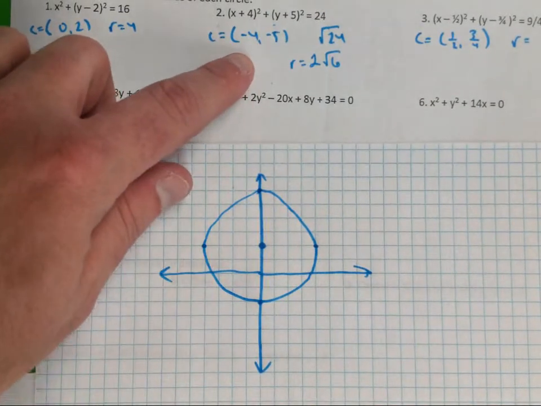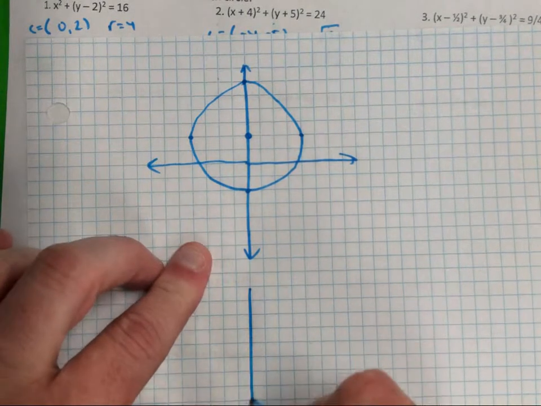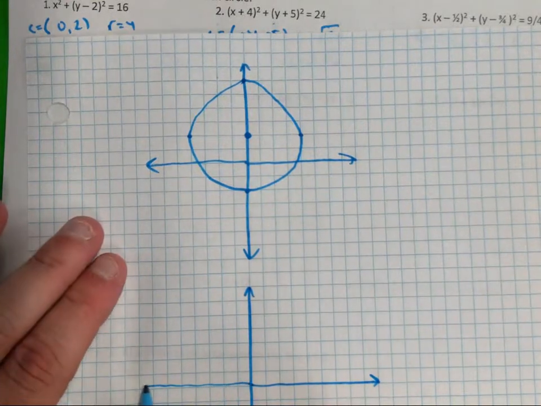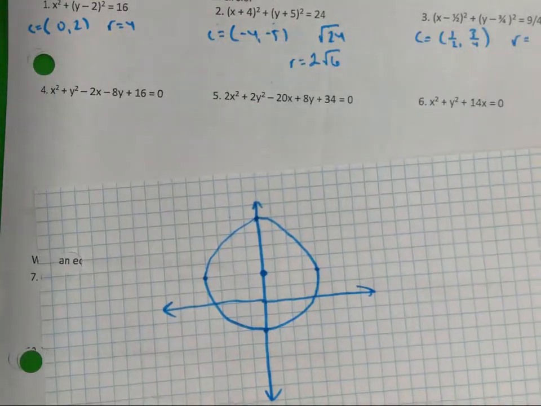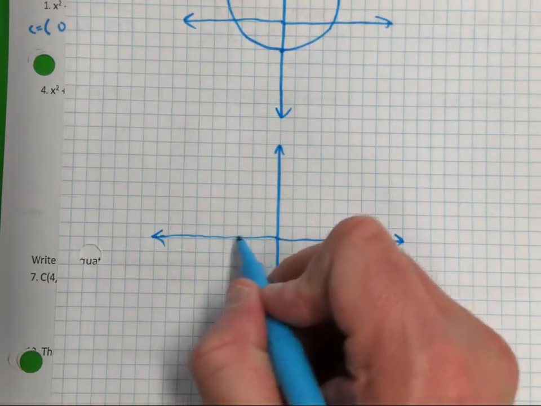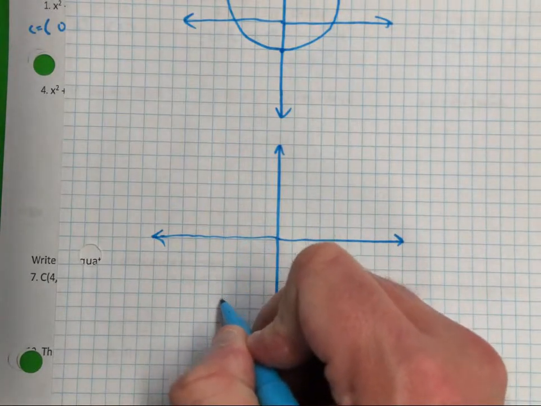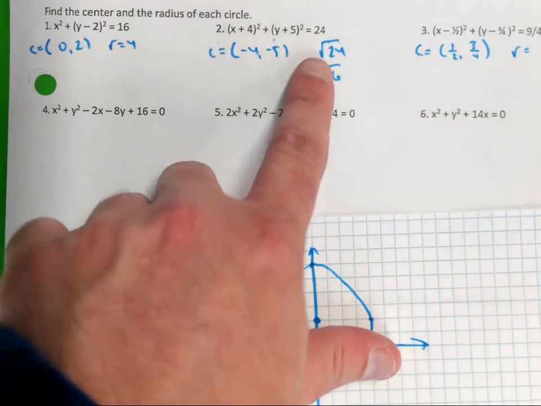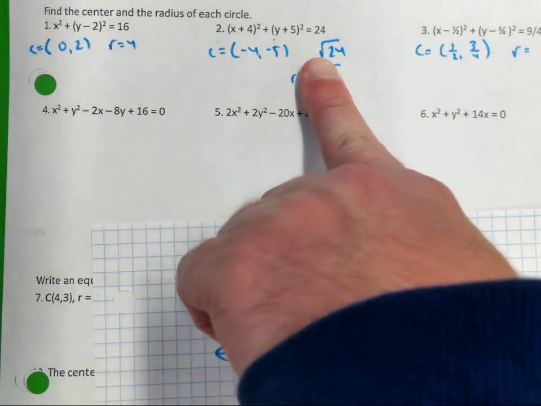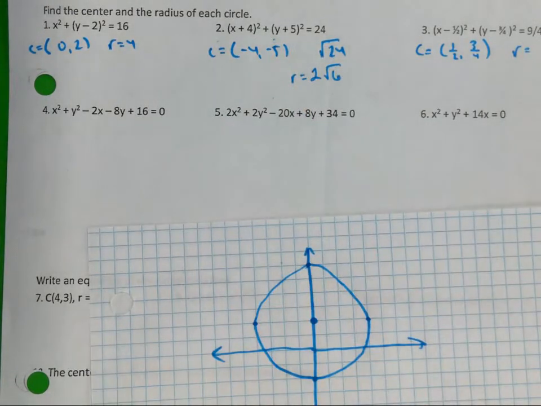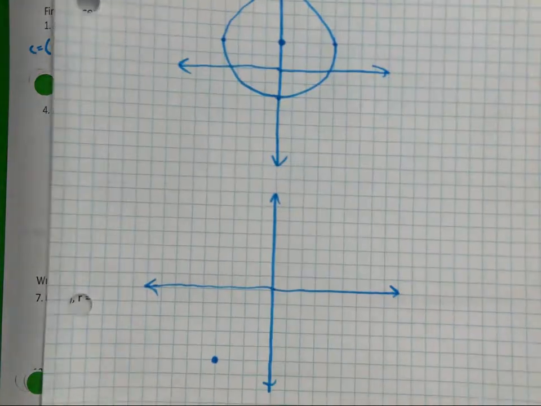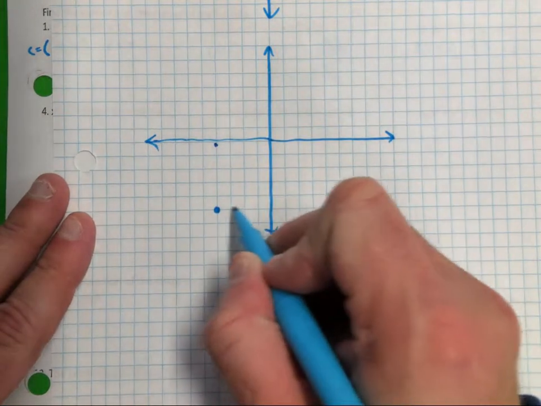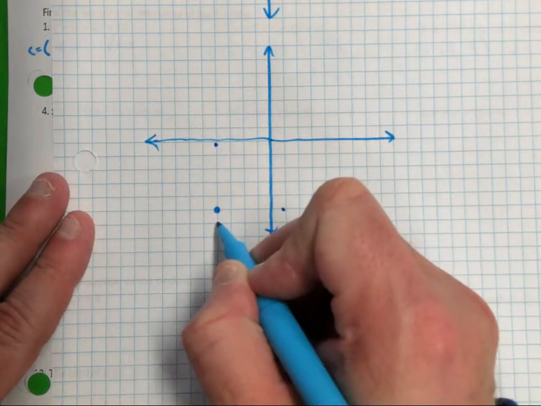Alright, let's look at number 2. My center's at -4, -5. Now, I want you to find me the decimal approximation for the square root of 24 right now. 4.9. I should have known that because it's close to the square root of what? 25. So we're going to estimate and go to 4.9. 1, 2, 3, 4, almost to 5.